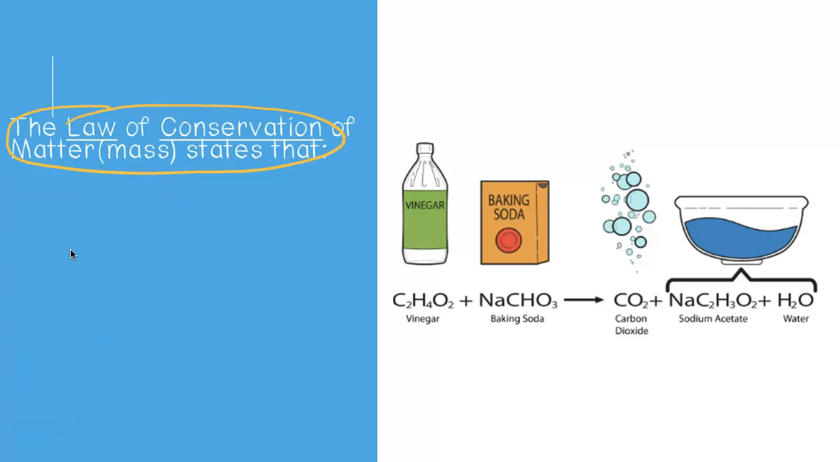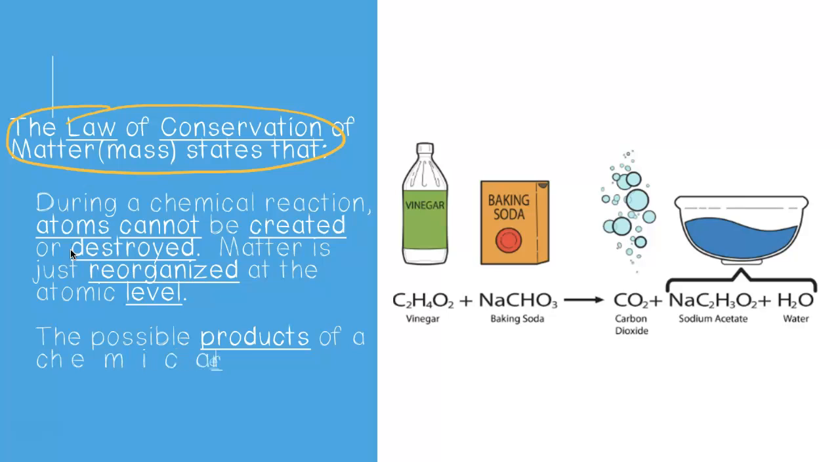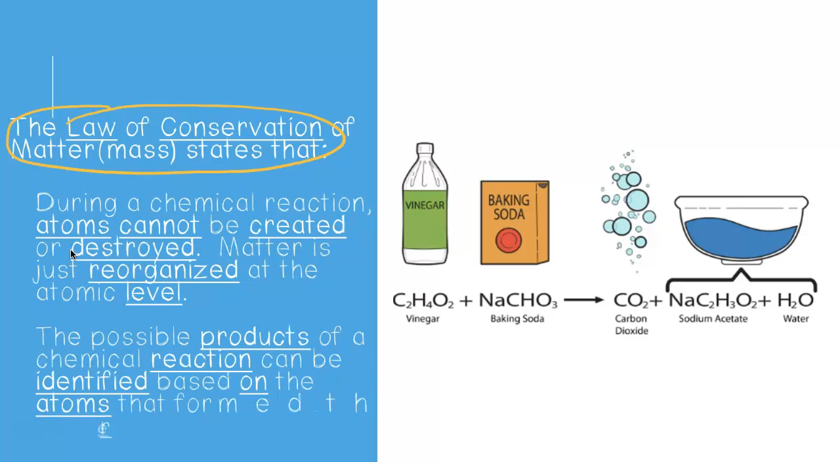of conservation of matter or mass, that states during a chemical reaction, atoms cannot be created or destroyed. Matter is just reorganized at the atomic level. The possible products of a chemical reaction can be identified based on the atoms that form the reactants. So if you look at this picture, we have vinegar that reacts with baking soda, and it produces carbon dioxide, sodium acetate, and water. Clearly different substances. And if you were to stop and count the atoms on either side of the arrow, you would find that you have the same amount, which proves this law to be true.